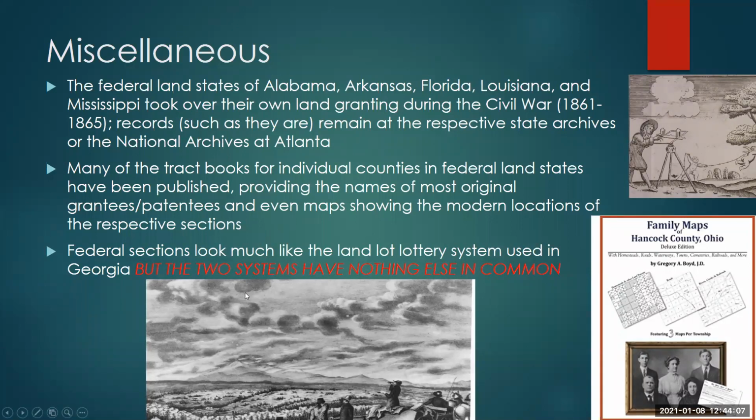Now, 3/5 of Georgia was granted under a system by the state of Georgia called the land lottery system or the land lotteries. And on a map, Georgia's land lotteries look like the federal land system. They are not. They have nothing in common other than both use grids. Other than that, Georgia's land granting system and the federal land granting system have nothing in common.